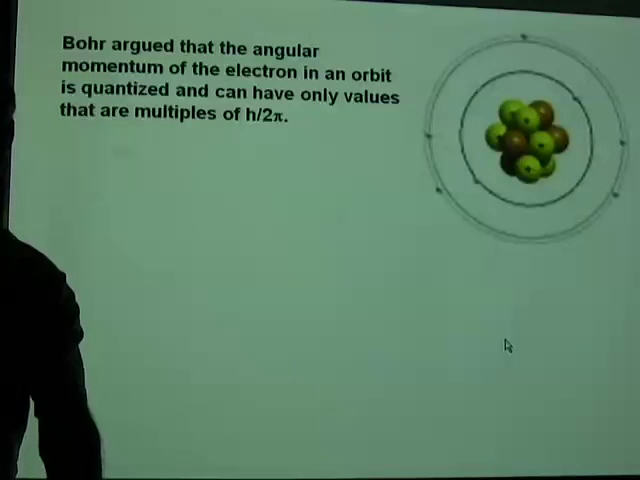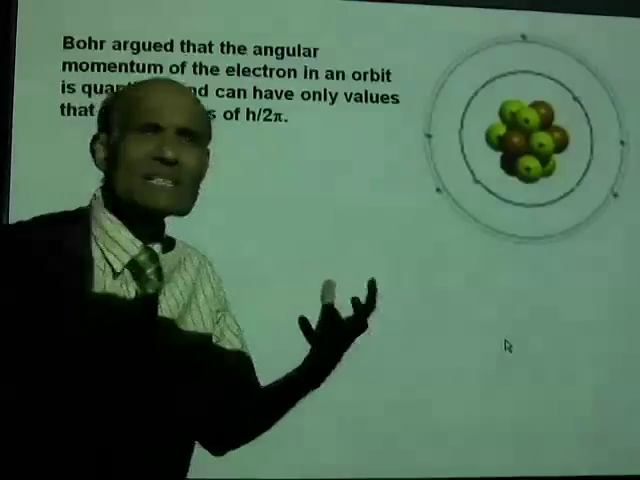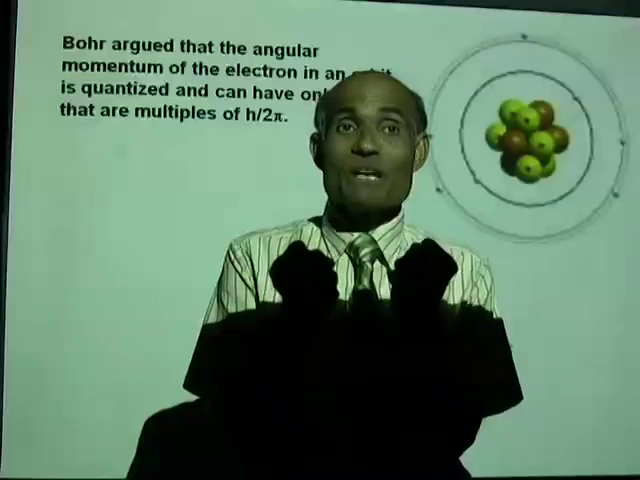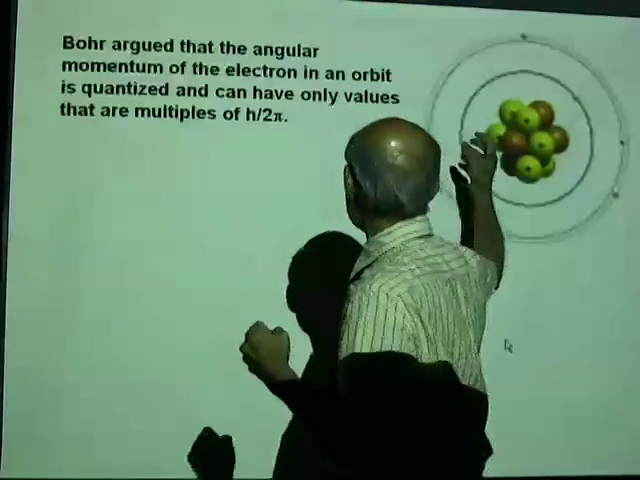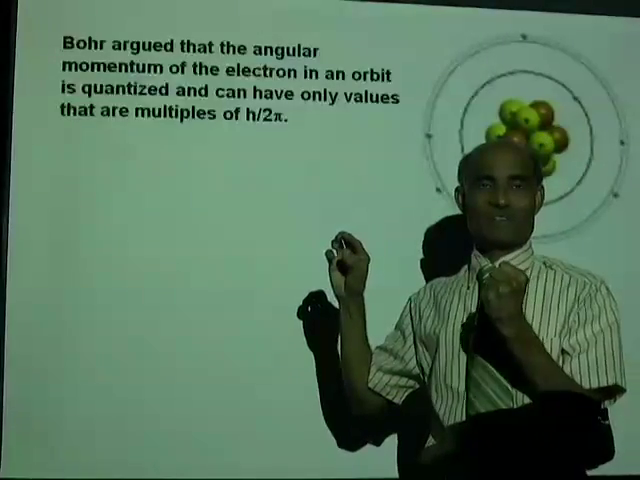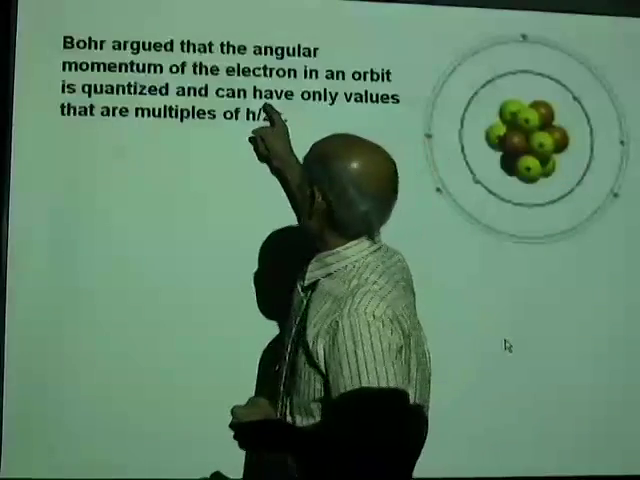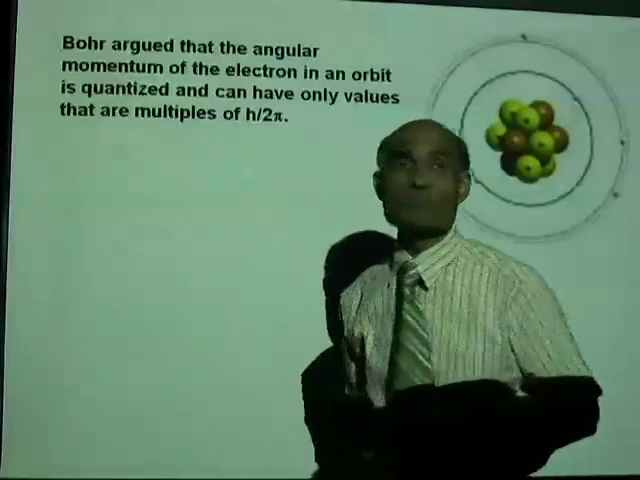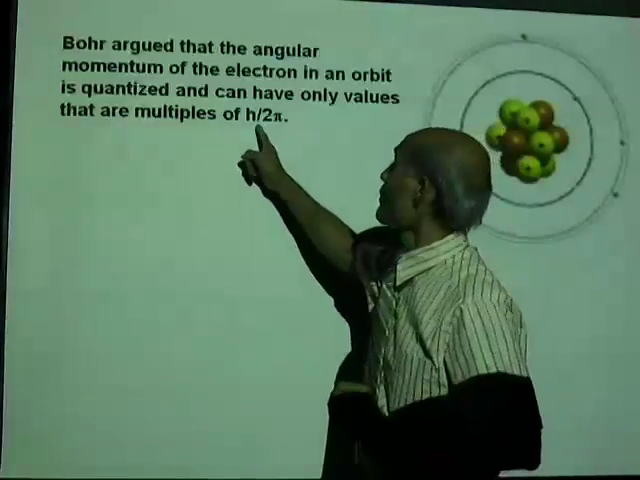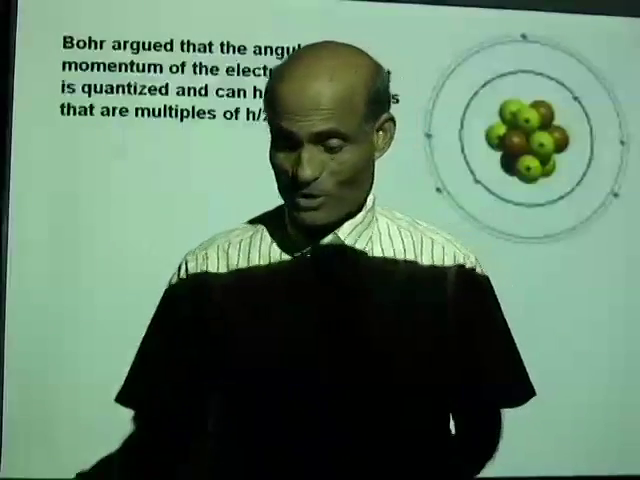Now, Bohr argued that the angular momentum of the electron in an orbit is quantized. What's the meaning of that? It means that the angular momentum of the electron can only have certain values. That's the meaning of quantization. Now, according to Bohr, the angular momentum of electrons can only have values that are multiples of h over 2 pi. Now, this is a very important constant.